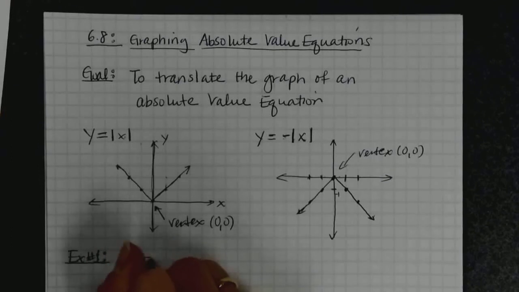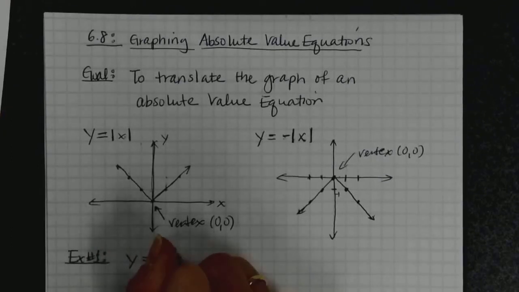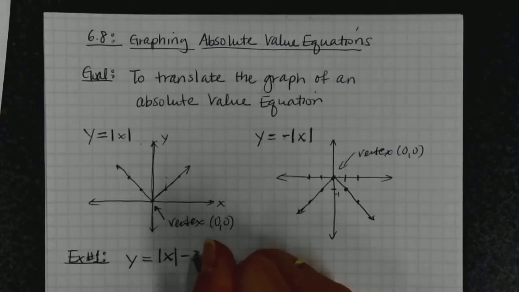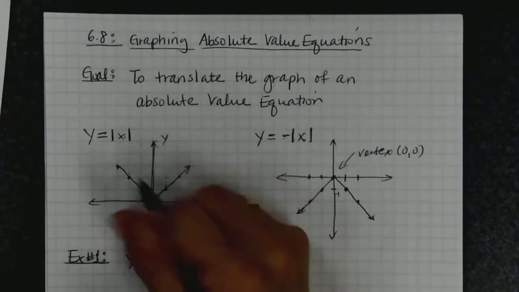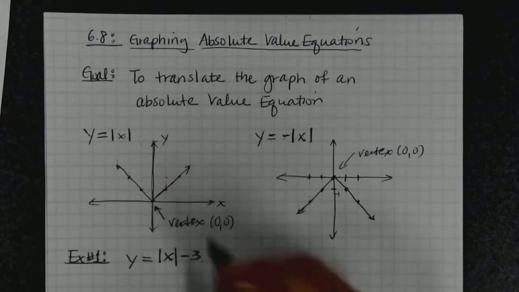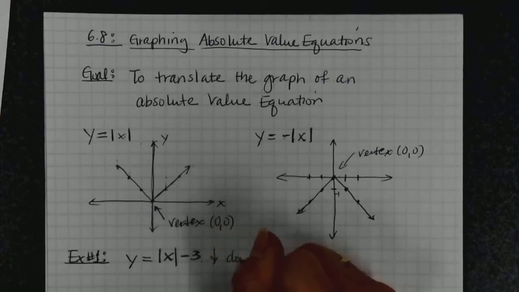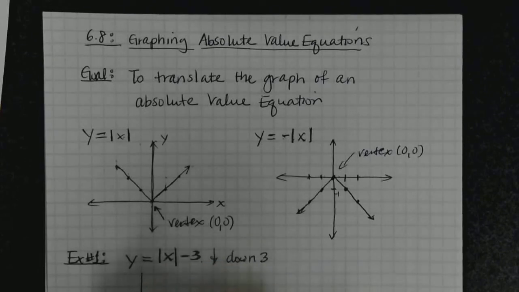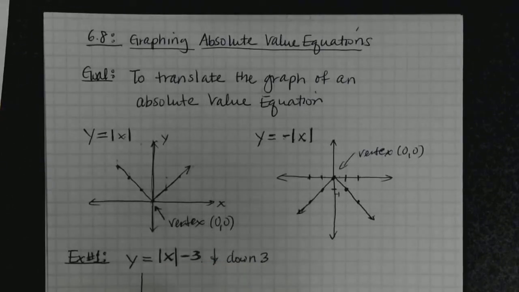So in this equation, I've got y equals absolute value of x, and so here's my absolute value of x. So you know it's going to be an upright V. And then I'm going to say minus 3. So whenever you have that minus 3 on the outside, or plus something on the outside of the absolute value, this is telling me to move this V down 3. So this will be down 3 units. So my graph of this will look like this.